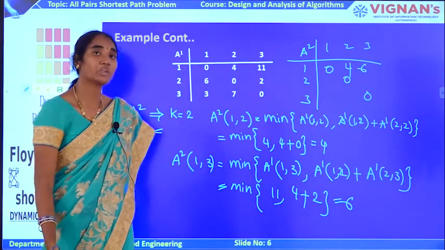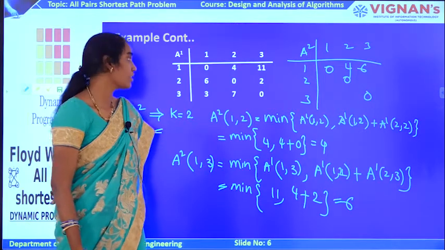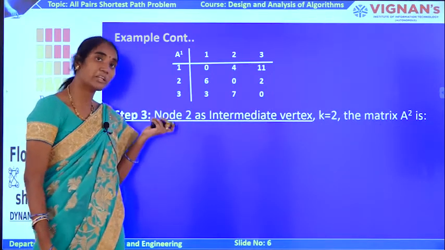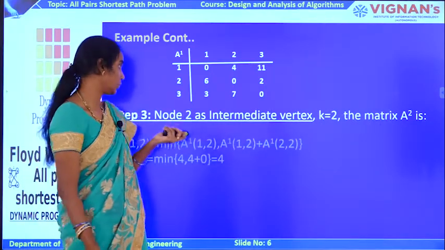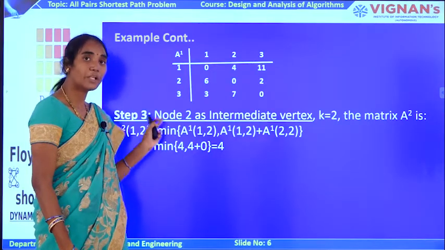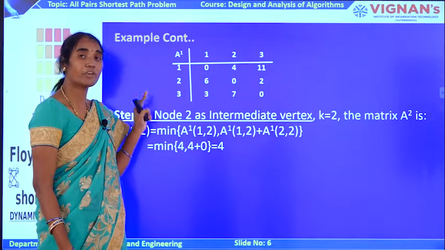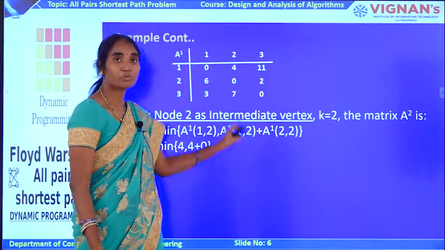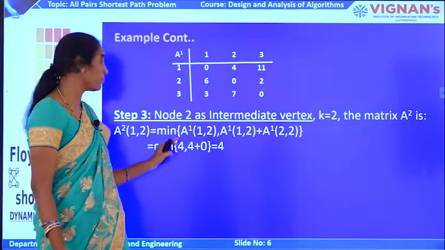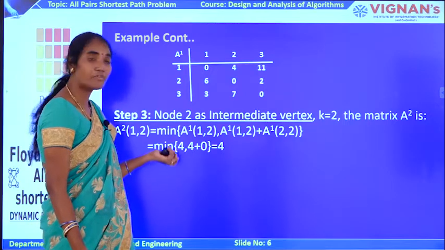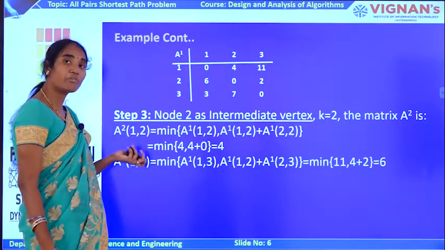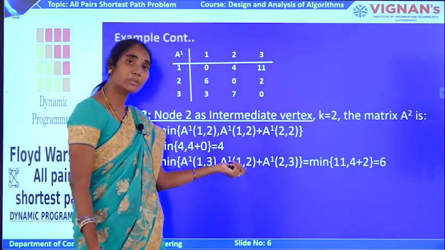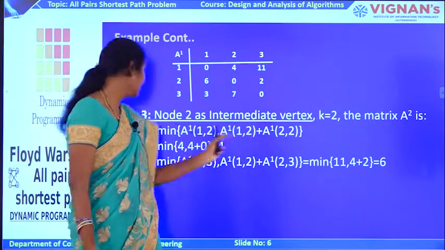So this is how I need to measure the a2 values. Okay. So now we will see in detail. Note 2 as an intermediate vertex, so now k is equal to 2. So a2 of 1 comma 2 will be the direct distance which is in a1 of 1 comma 2, or else a1 of 1 comma 2 plus a1 of 2 comma 2. Which one is yielding the minimum value? That minimum value will be final a2 of 1 comma 2. Now we have already seen these values also, right? So a2 of 1 comma 3 is the direct distance from 1 comma 3, or else via intermediate vertex 2, which is 1 comma 2 plus 2 comma 3.